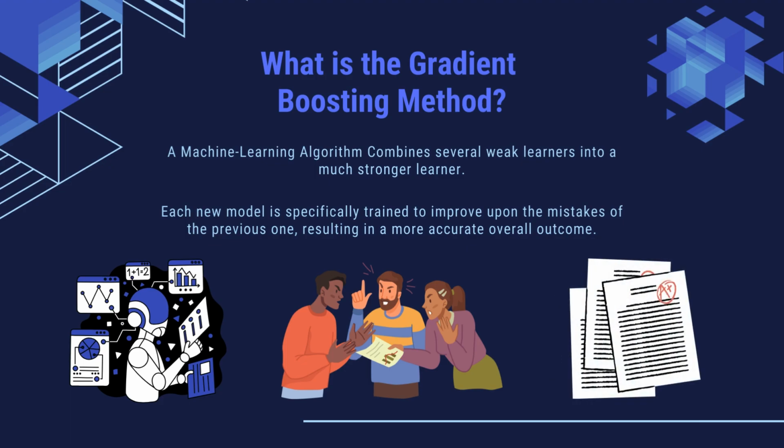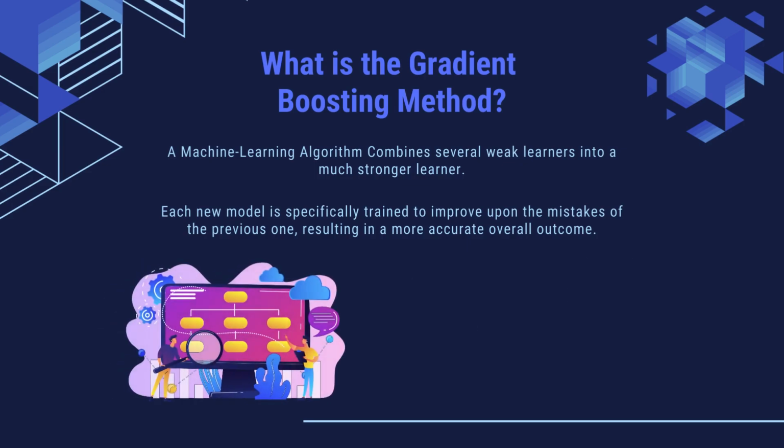So gradient boosting takes multiple models that aren't very good at learning and combines them into a much stronger learner. Each new model is specifically trained to improve upon the mistakes of the previous one, resulting in a more accurate overall outcome.